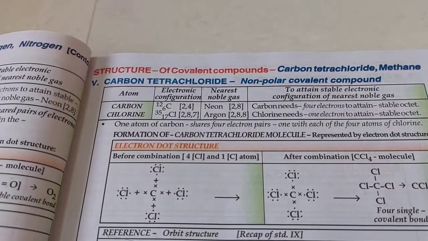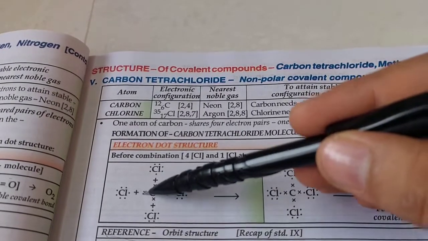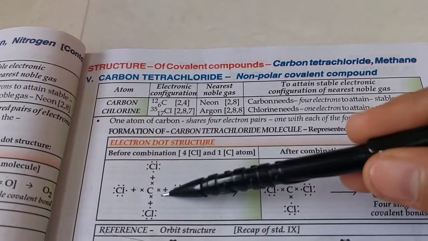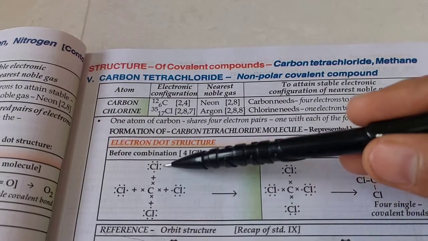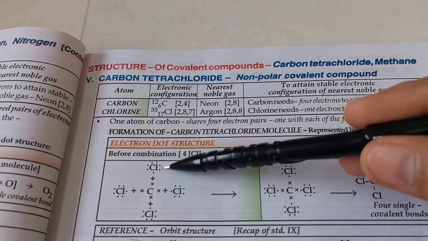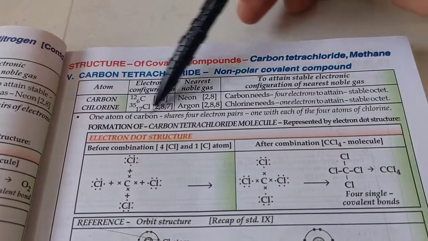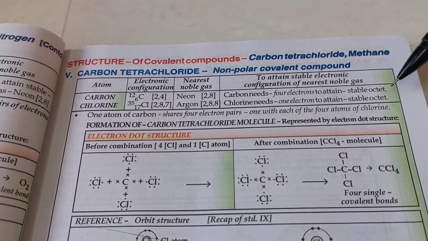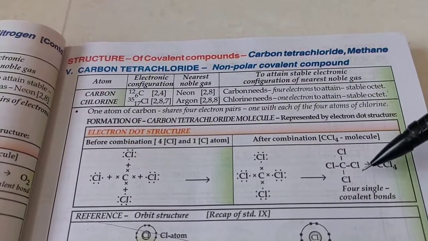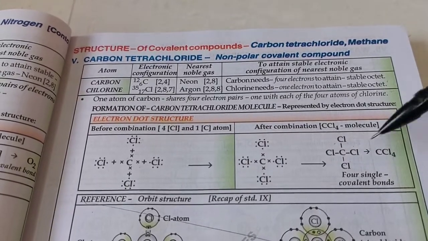Now let's go for carbon tetrachloride. Here we know that carbon has 4 valence electrons shown by 4 crosses. Carbon will share an electron with each of the 4 chlorine atoms to form 4 single covalent bonds. That is how you write it in English. Frame it properly. So we have 4 single covalent bonds in carbon tetrachloride.